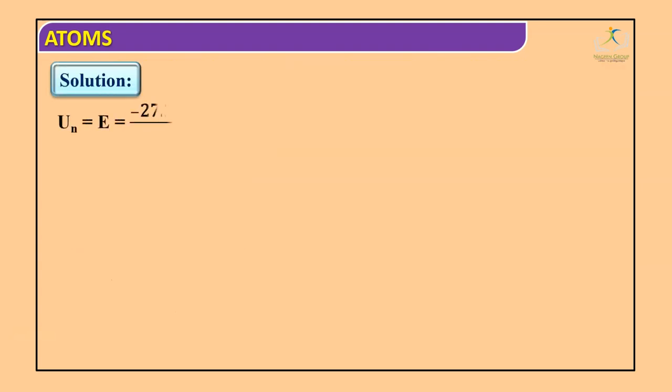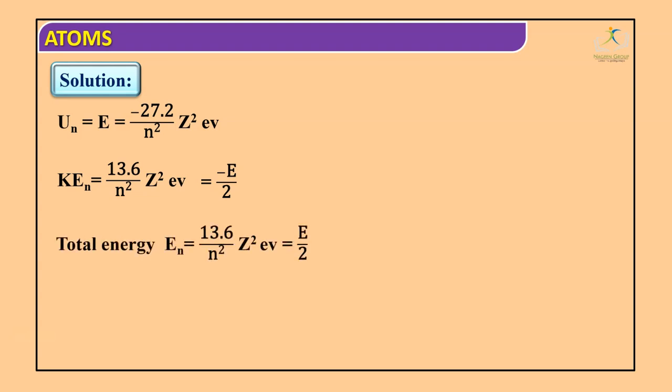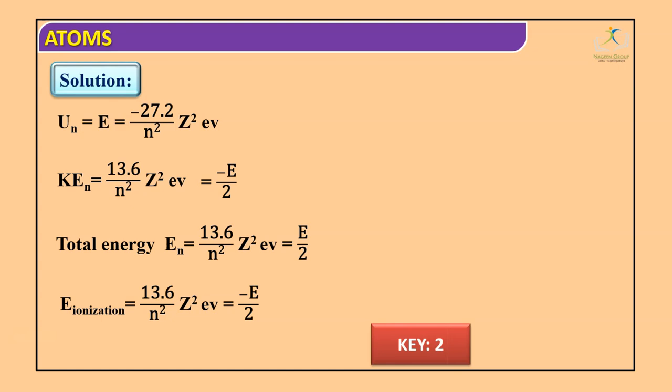Students, let's move with the solution part. We know that U_n = E = -27.2/n² Z² electron volt. Kinetic energy is equal to 13.6/n² Z² electron volt. So from here we can say this value comes equal to -E/2. So the total energy E_n is equal to 13.6/n² Z² electron volt, which is equal to E/2. So the ionization energy is equal to 13.6/n² Z² electron volt, which is equal to -E/2. Hence the correct option is 2.